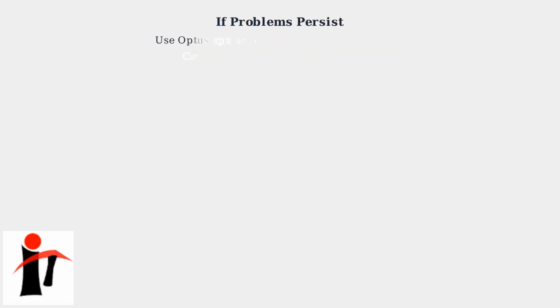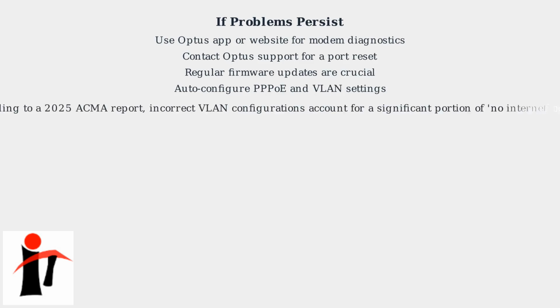If problems persist, use the Optus app or website for modem diagnostics and consider contacting Optus support for a port reset. Remember, regular firmware updates are crucial for auto-configuring these settings and preventing issues. According to a 2025 EMA report, incorrect VLAN configurations account for a significant portion of no internet reports.